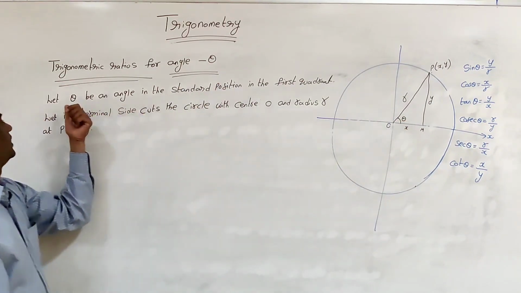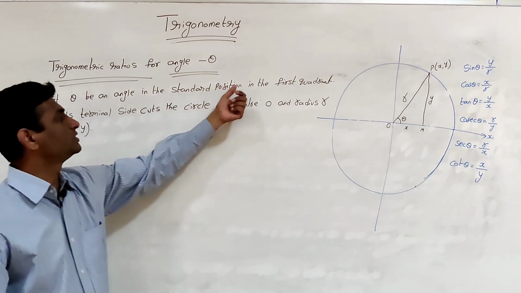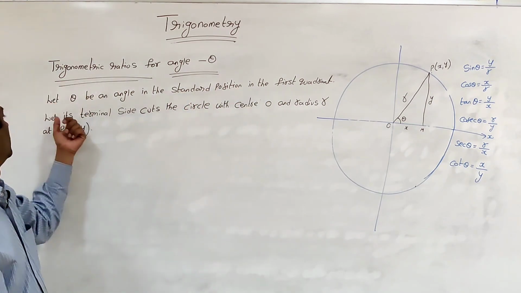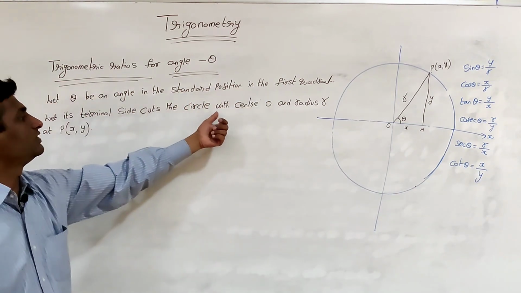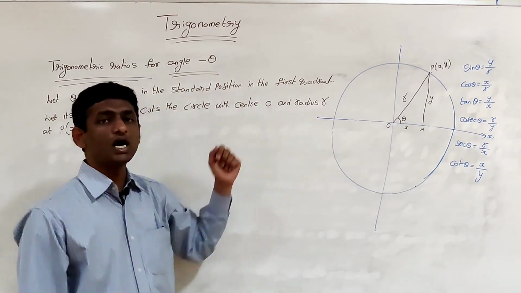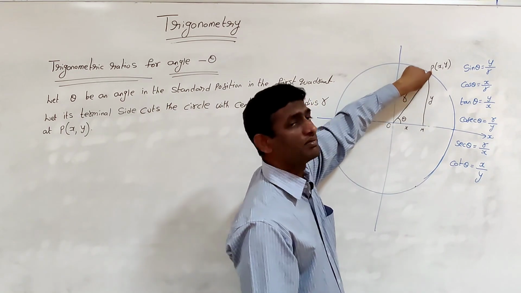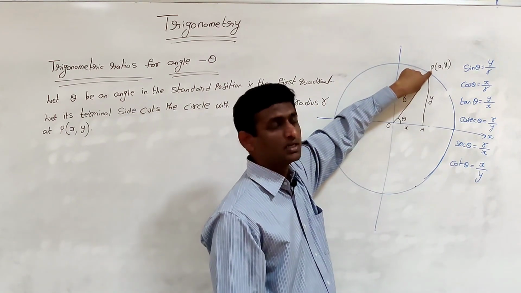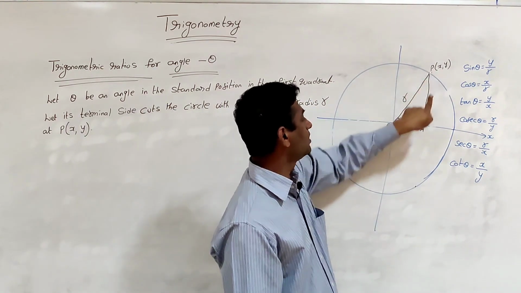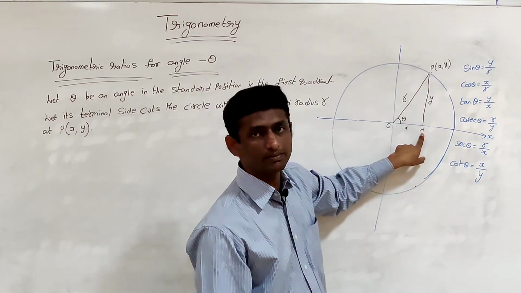Let theta be an angle in the standard position in the first quadrant. Let its terminal side cut the circle with center O and radius r at P(x, y), which means P(x, y) is a point on the circle. If we draw a perpendicular line from P onto the x-axis, assume that it is M.